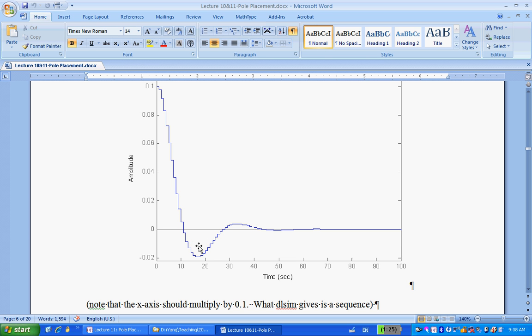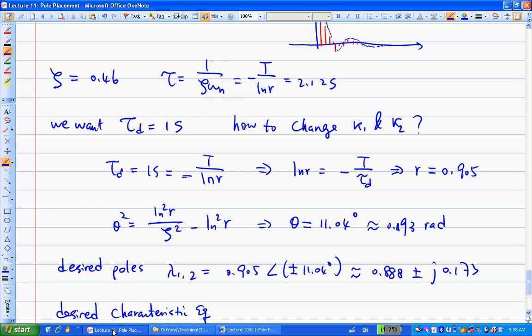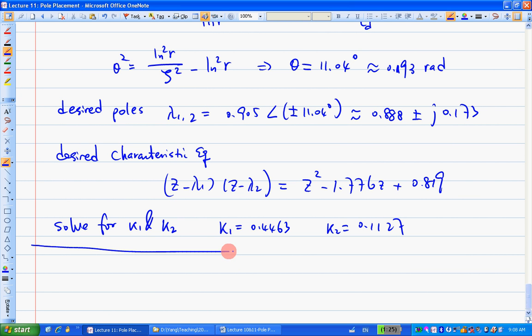If there is a specification for the percentage overshoot you should stick to, that will determine the value for zeta, and then will affect r and theta. So play around with this example right here. That gives us a pretty good idea in terms of pole placement.